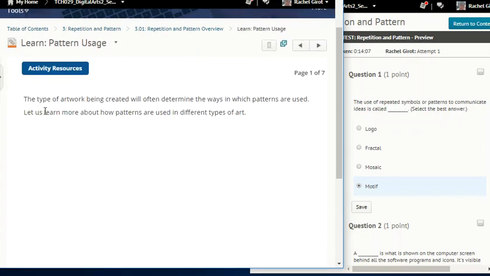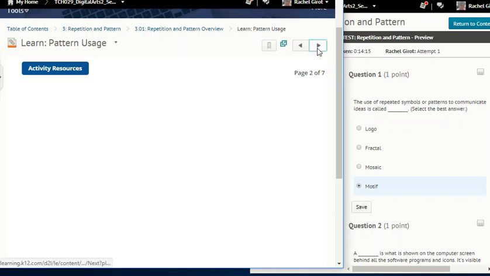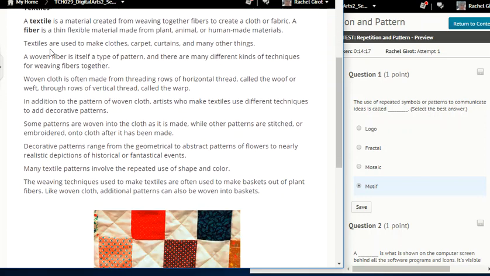The type of artwork being created will often determine the ways in which patterns are used. Let us learn more about how patterns are used in different types of art. Textiles. A textile is a material created from weaving together fibers to create a cloth or fabric. A fiber is a thin, flexible material made from plant, animal, or human-made materials. Textiles are used to make clothes, carpet, curtains, and many other things.